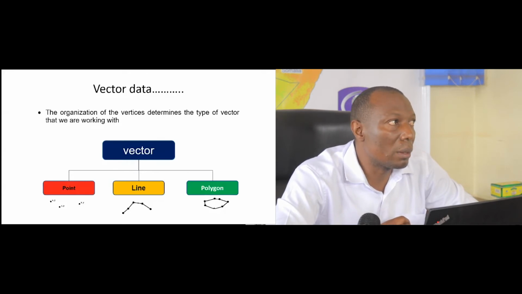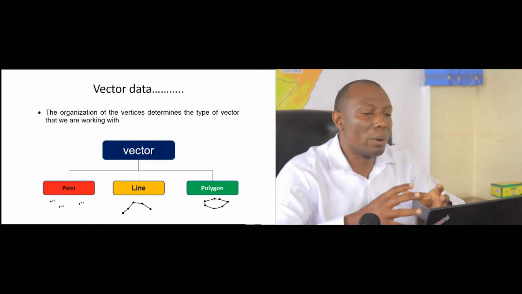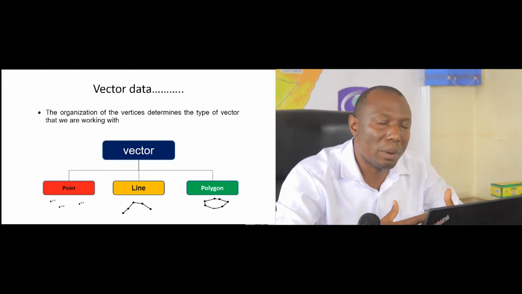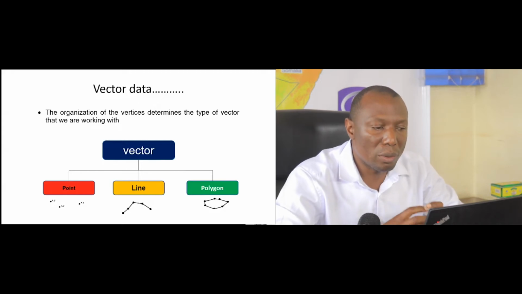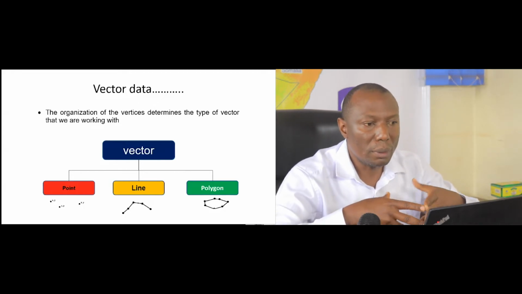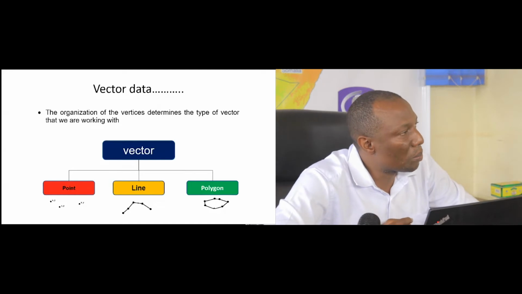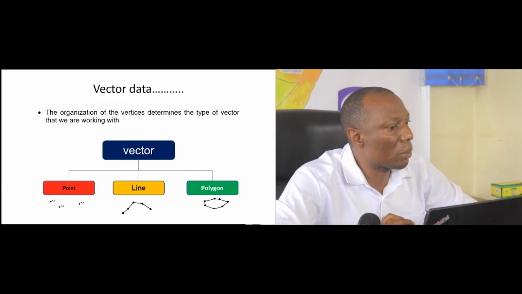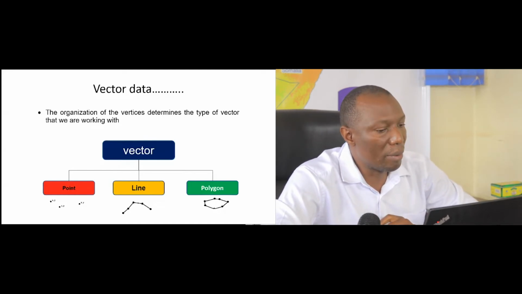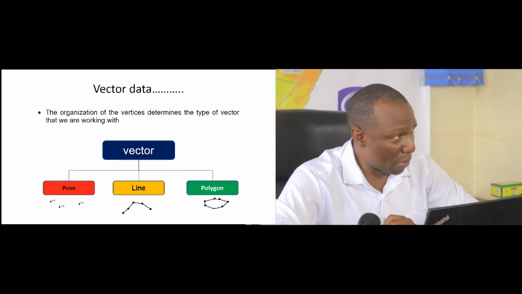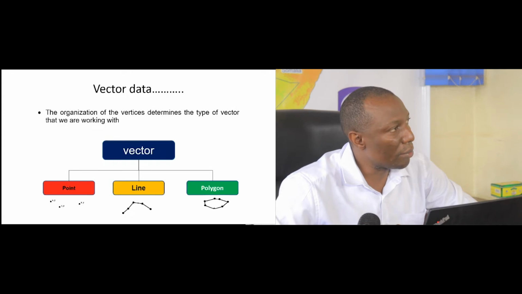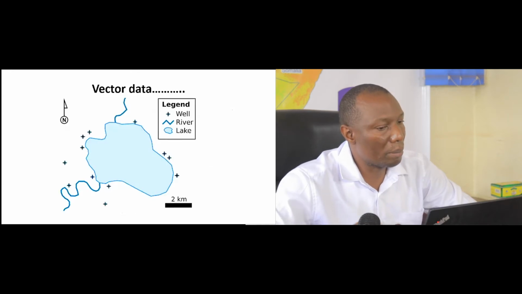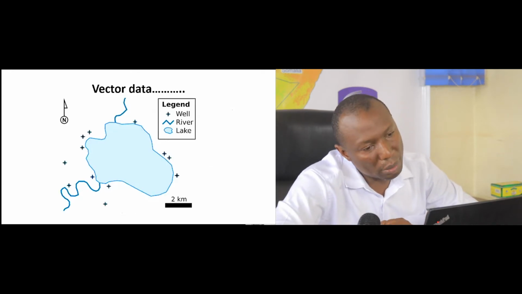So we just have to get the acronyms here. You have the terms vector, line, point, polygon. So this should not confuse us. It's just a demonstration that if I'm displaying my GPS points, I'm basically talking about point datasets. If I'm displaying roads for any country, I'm talking about lines. And if I'm talking about a lake boundary, I'm basically looking for a polygon.